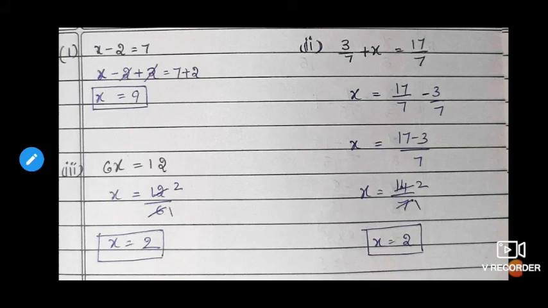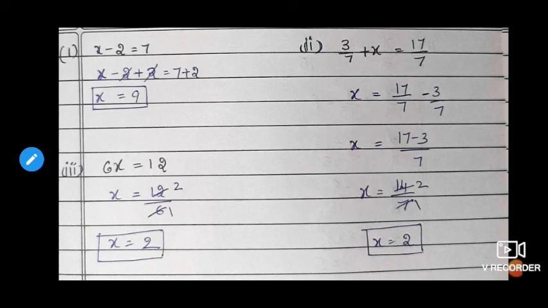First one, x minus 2 is equal to 7. Here, children, a few sums I did with the equation balancing method, and a few sums I did with the transposition method. First sum is with the equation balancing method.